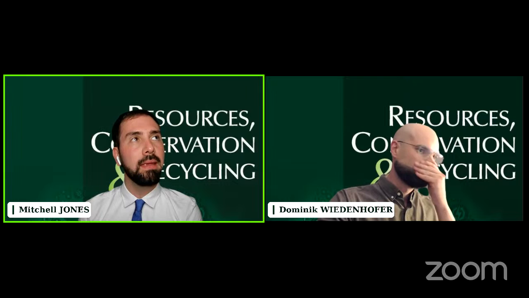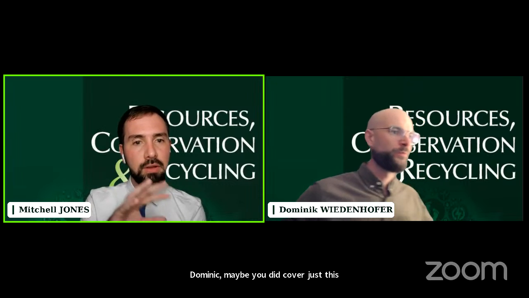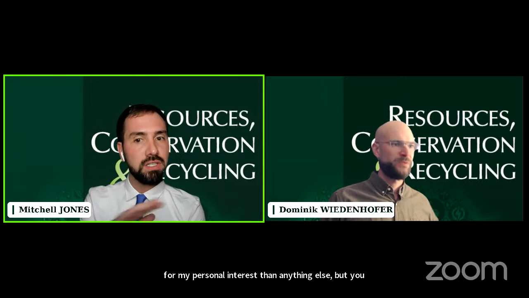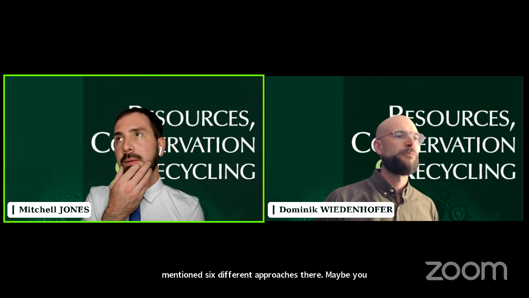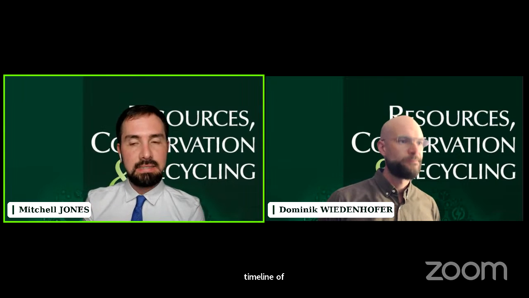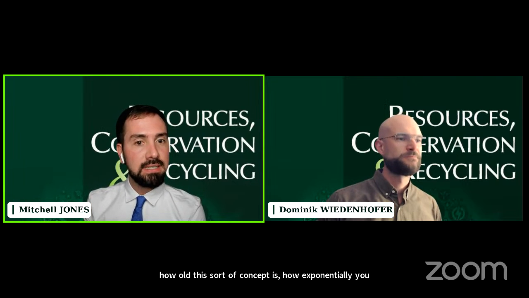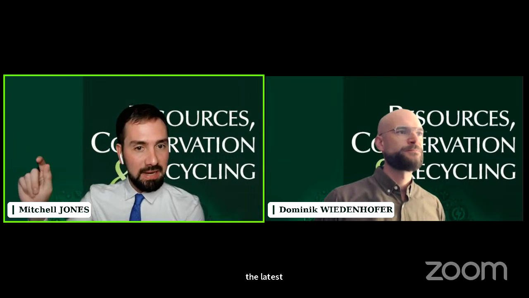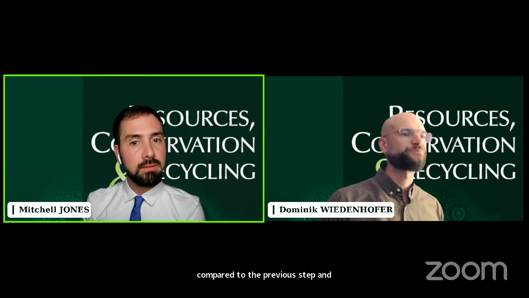So Dominik, this is actually more for my personal interest than anything else, but you did cover a brief history of this mapping. You talked about the different methods. I think you mentioned 6 different approaches there. Maybe you could give a very brief timeline of how old this concept is, how exponentially you think it's grown compared to other research areas, the latest data, how much better each step has been compared to the previous step, and where you see it going in the next couple of years.